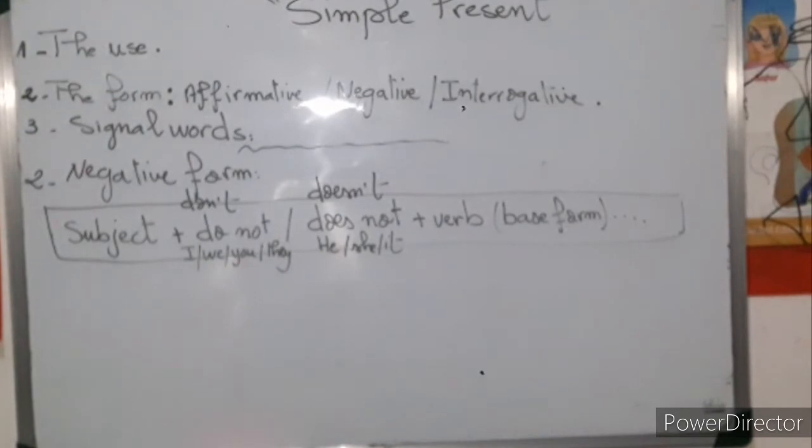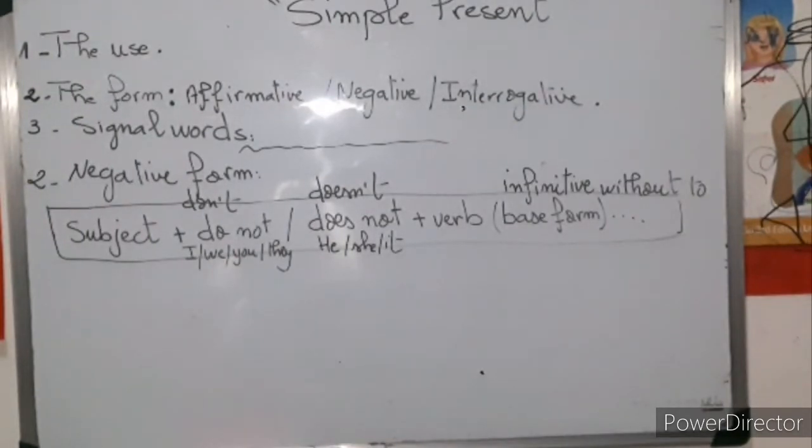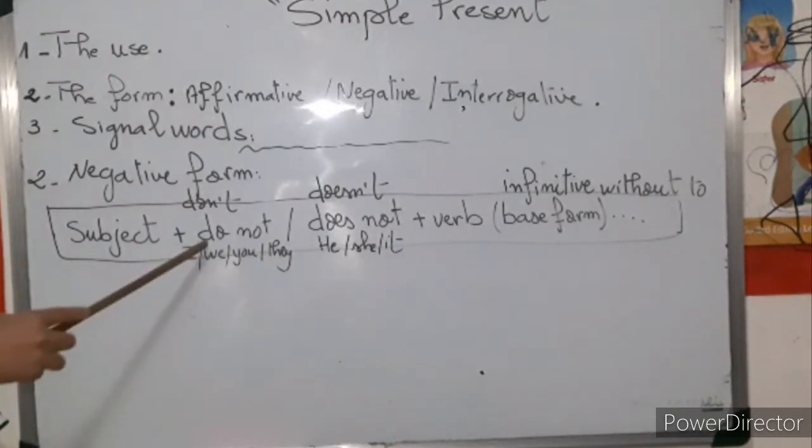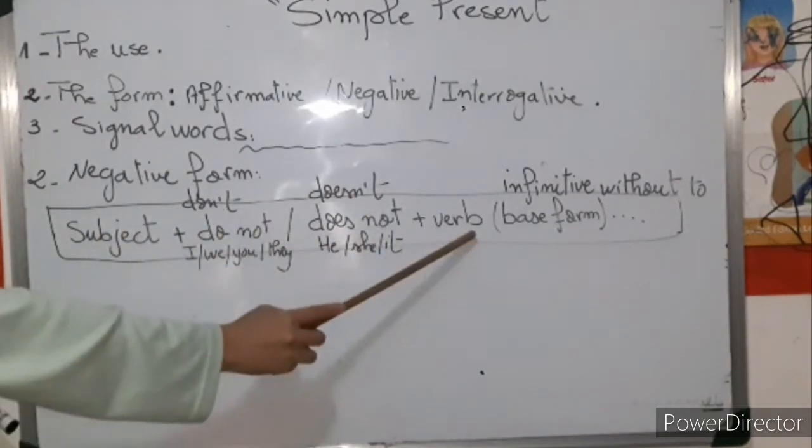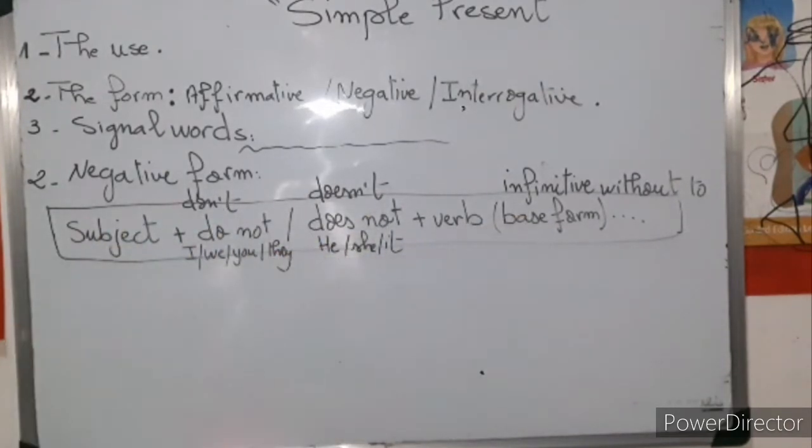So he does not, she does not, or it does not, plus verb in the base form. What is the base form? The base form is the infinitive without to. For example, play, not to play, play. So I repeat again the form. Subject plus do not or does not plus verb in the base form, which is the infinitive without to. Let's give examples to understand more.